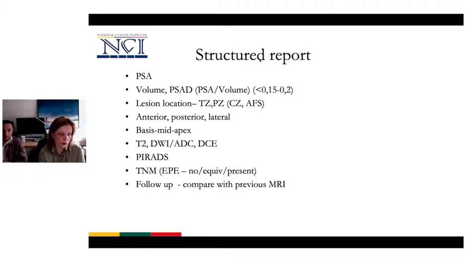And what should radiologists include in a structured report? As I have mentioned, PSA, prostate volume, and density. Then we should mention every lesion, a maximum of 4, and say where the lesion is located. Again, we score every lesion on the PI-RADS score. If we have real cancer, we can state the TNM. And if we have follow-up, we compare with the previous MRI.